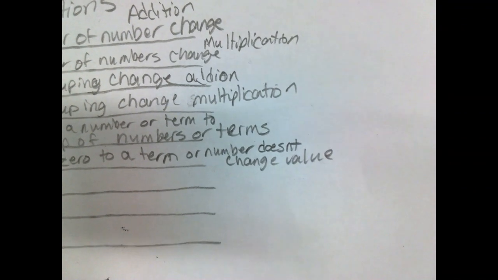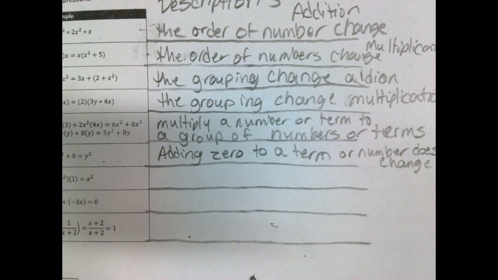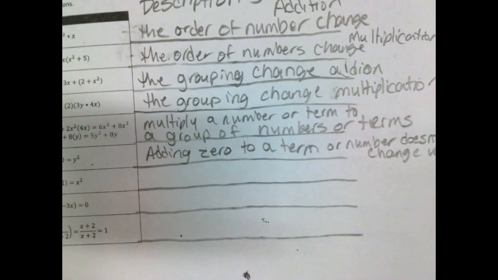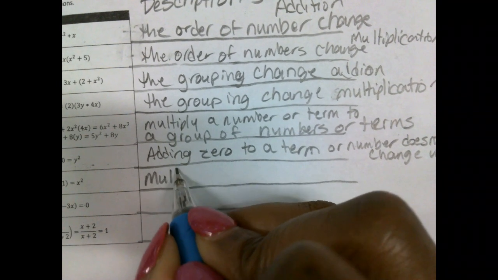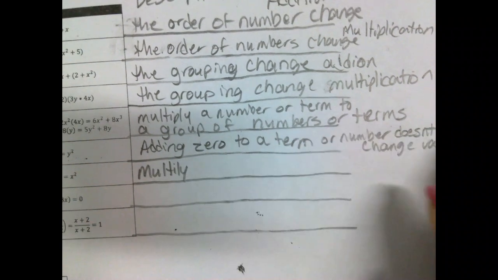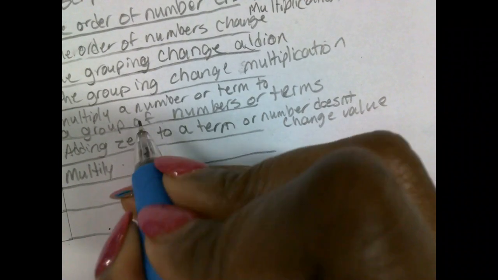All right. Why do you think they call it multiplicative identity? What's that about? Anytime you multiply what though? Anytime you multiply a number by one, does it change the identity? No.